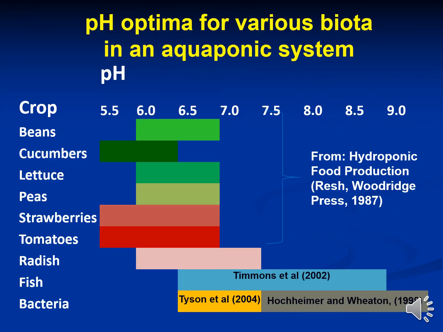This chart shows what crops do well at what pH ranges. It also shows the best pH range for proper fish and bacterial health. Note, for all three entities to be happy, the pH range is fairly narrow, so try to maintain a pH of 6.5 to 7.